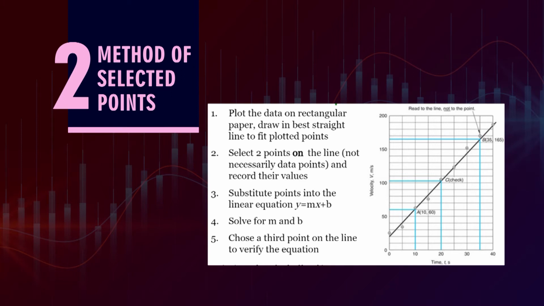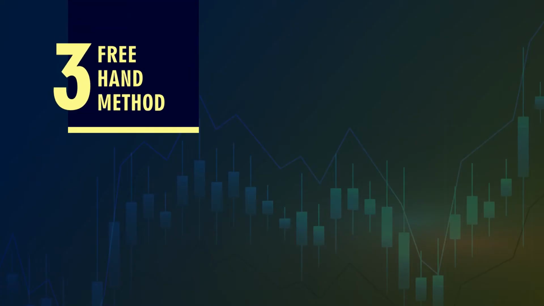So plot the data on rectangular paper, draw the best straight line to fit the plotted points and select 2 points on the line, not necessarily data points, and record their values. Then substitute the points into the linear equation y = mx + b, solve for m and b, and choose a third point on the line to verify the equation. So this is the way by which you calculate the method of selected points. And now the third is the freehand method.